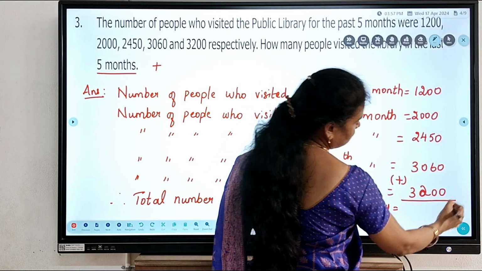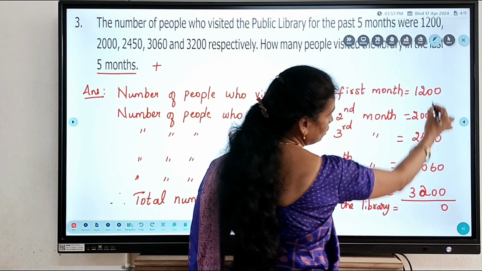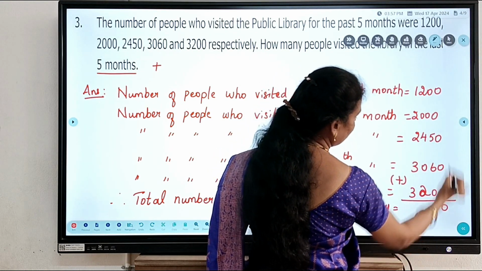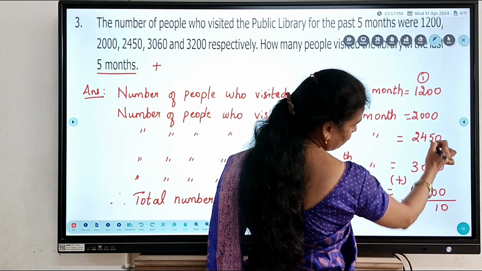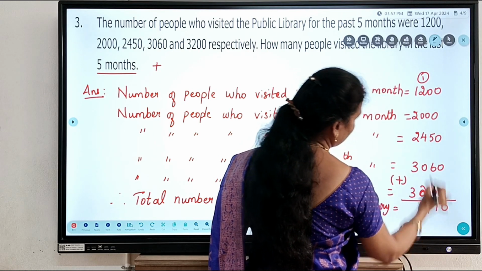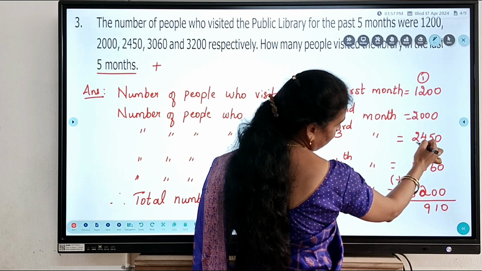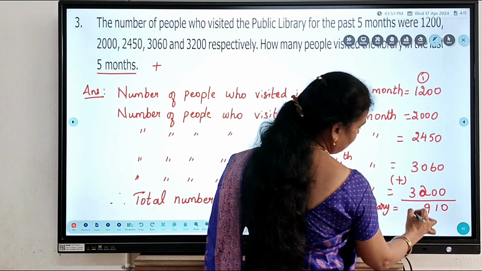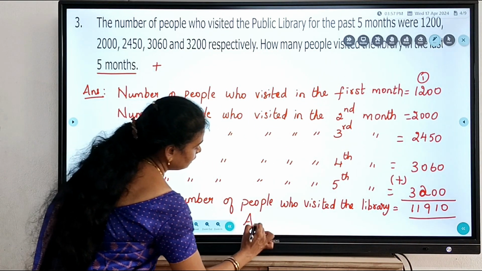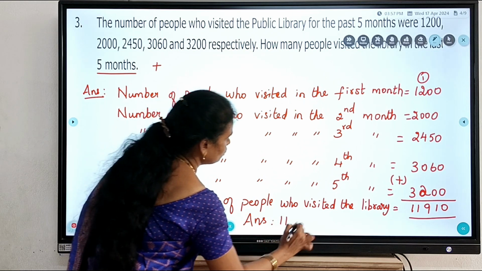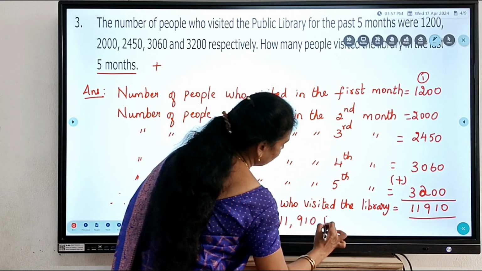So in the first digit only 0 is there, so it becomes 0. Here 5 plus 6 is 11, so carry over 1. 1 plus 2 is 3, 3 plus 4 is 7, 7 plus 2 is 9. Here 1 plus 2 is 3, 5, 8, 11. So the answer for this sum is 11,910 people.